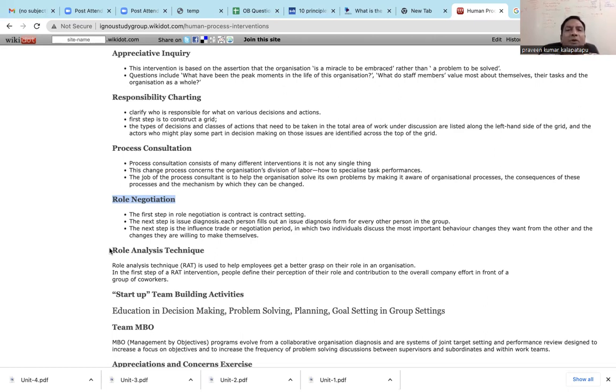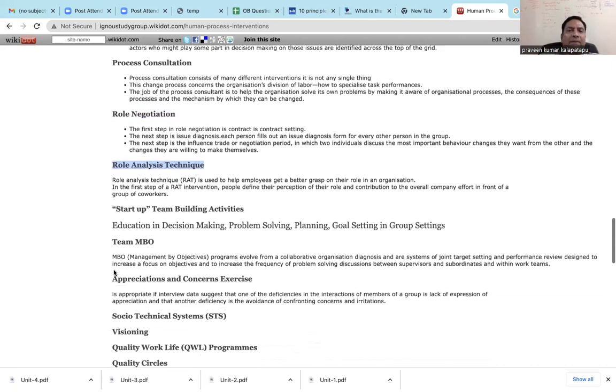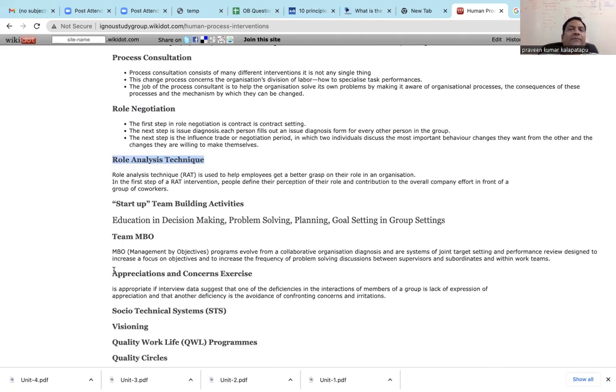So now this is role negotiation. The next one is the role analysis technique. This is about giving clarity to people about what the role is supposed to do. This is like redefining the perception of an employee about the role. That is what the role analysis technique is.